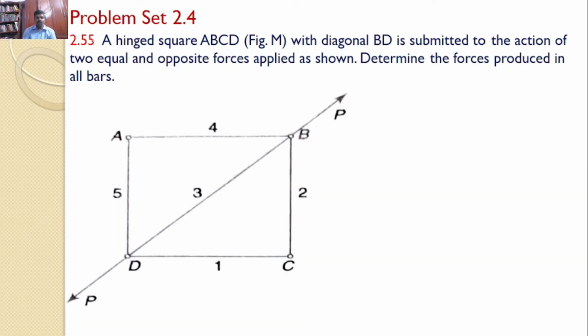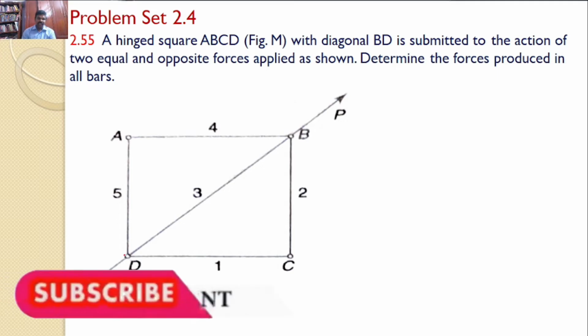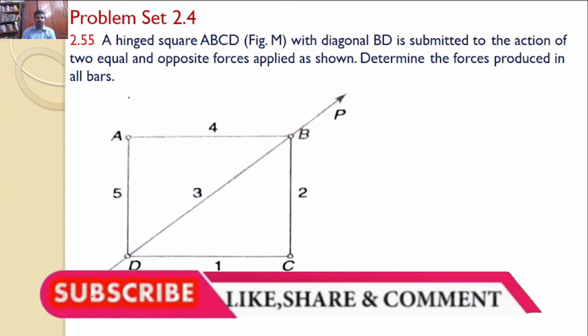In this tutorial, we will discuss problem set 2.4 and problem number 2.55. A hinged square ABCD with diagonal BD is submitted to the action of two equal and opposite forces applied as shown. That means one force P acts along the diagonal, and another force P acts along the diagonal at D. Determine the forces produced in all the bars.